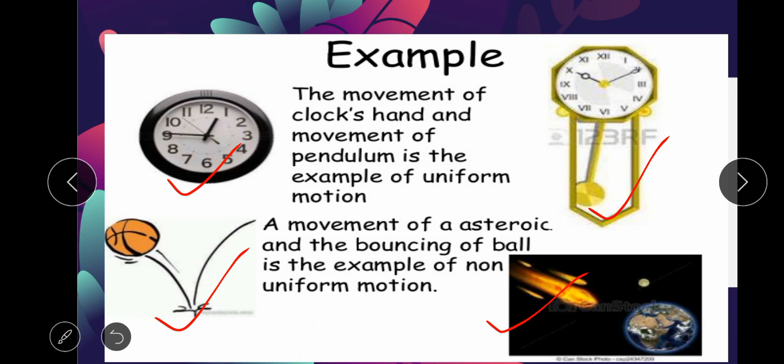Now, if we talk about pendulum clocks, the pendulum covers its to and fro motion in the same interval of time, meaning each oscillation takes the same time. If we talk about the motion of a bouncing ball or the motion of an asteroid, these are non-uniform because they cover unequal distances in equal time intervals.